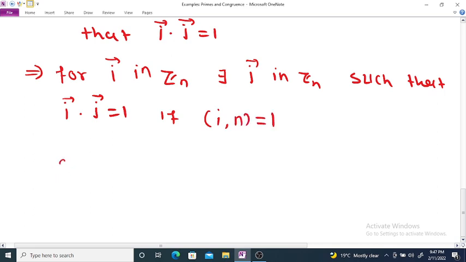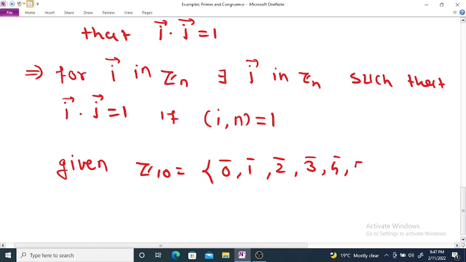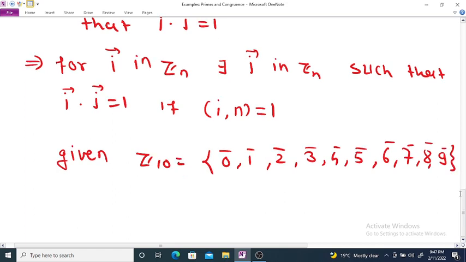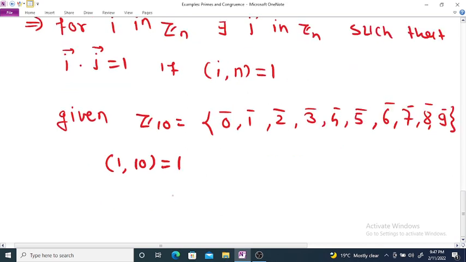So here, given Z10, which is equal to 0 bar, 1 bar, 2 bar, 3 bar, 4 bar, 5 bar, 6 bar, 7 bar, 8 bar and 9 bar. Again here the GCD of 1 and 10 is 1, the first pair. GCD of 2 and 10 is greater than 1. Next, GCD of 3 and 10 is equal to 1. GCD of 10 and 4 is 2, so there does not exist J such that. Next, GCD of 5 and 10 is 5.